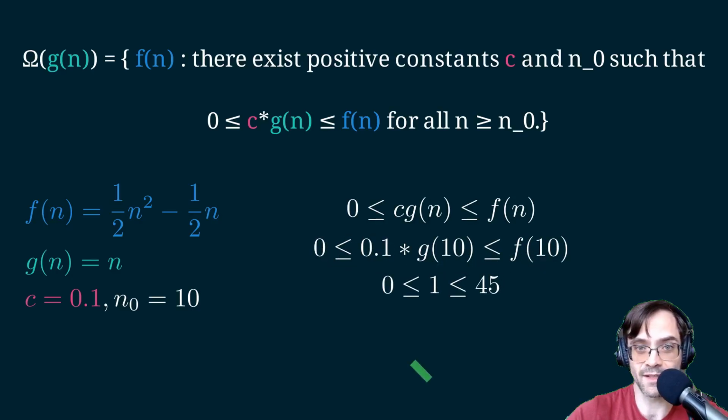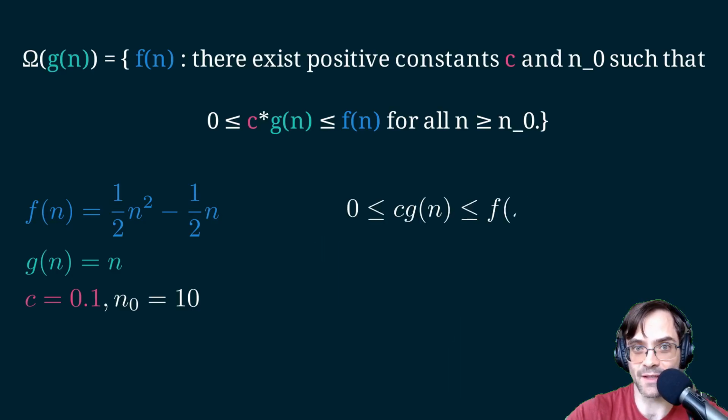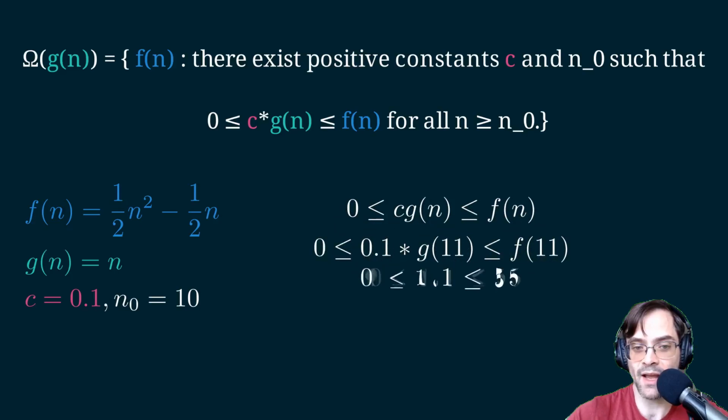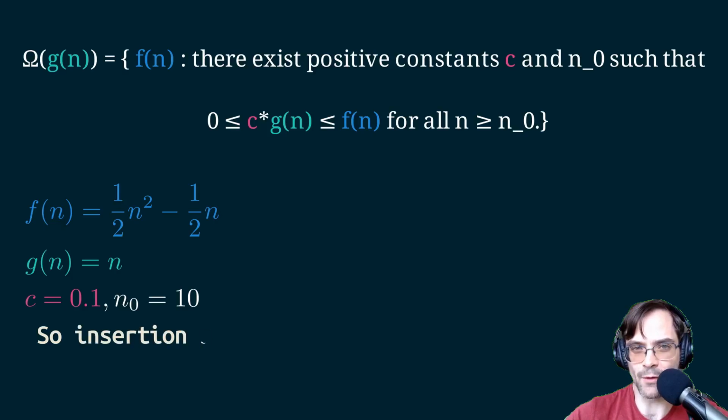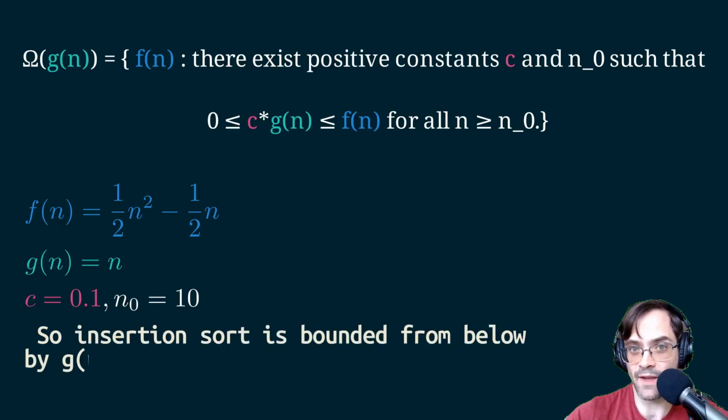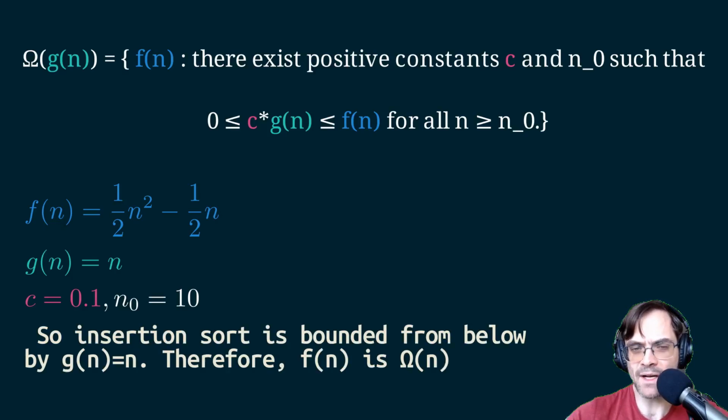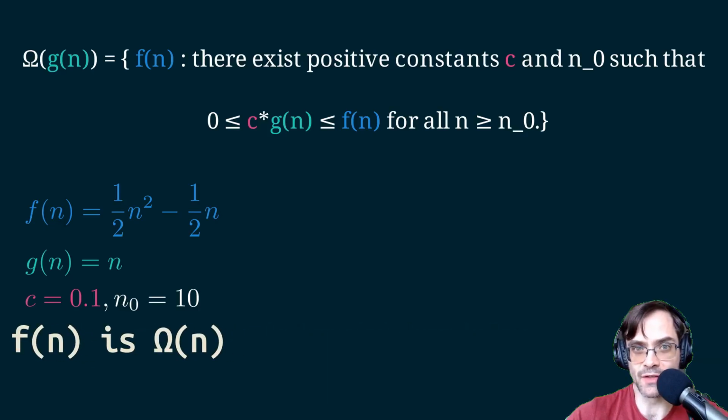And it does, right? And we can plug in something slightly bigger just to double check, and it still holds with room to spare. So insertion sort is bounded from below by g of n equals n. But why can't we just choose something much lower, something really low? What would the lowest thing we can choose be? It would be g of n equals 1. Just 1. It's always going to be 1 no matter how big n is.